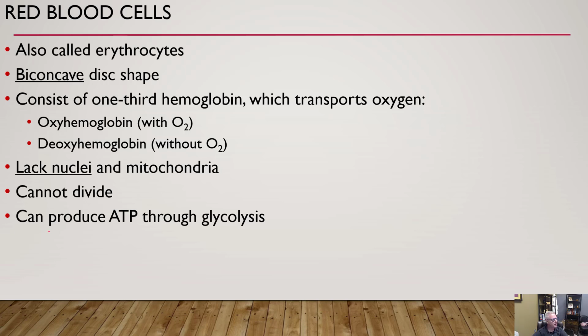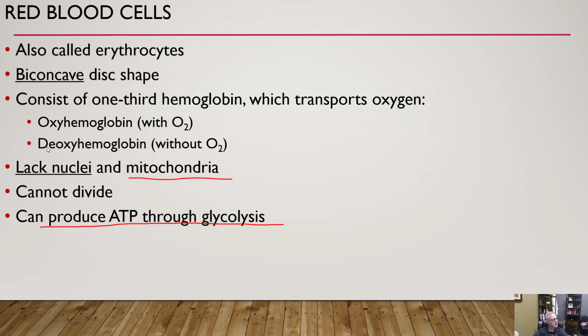But it does say that it can produce ATP through glycolysis. Now remember, glycolysis is an anaerobic process, and that's going to happen in the cytoplasm. Remember, aerobic respiration happens in the mitochondria. So since red blood cells do not have a mitochondria, we can't do aerobic respiration, so red blood cells can only do glycolysis.